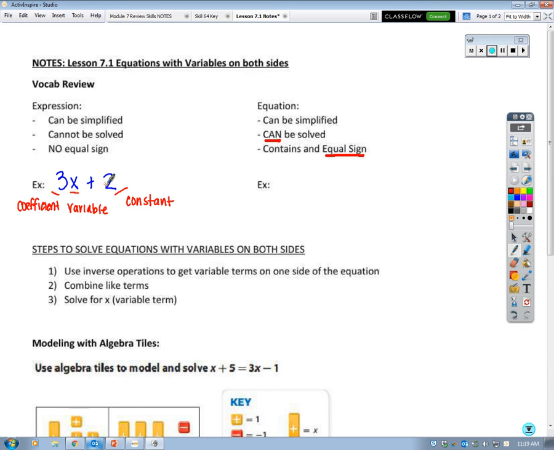And this would be an expression. There is no equal sign. You cannot solve it. You could simplify it. This one's already as simple as it gets. But you can simplify them if they have terms that could be combined, which is something you guys worked on a little bit earlier this week.